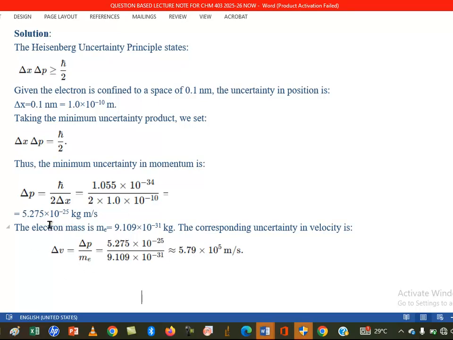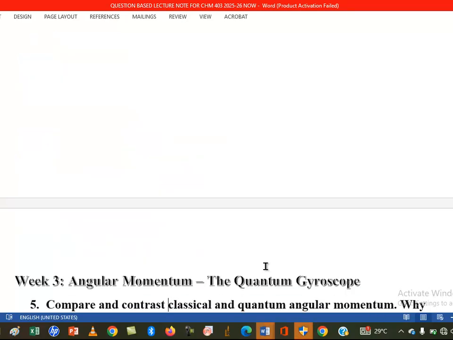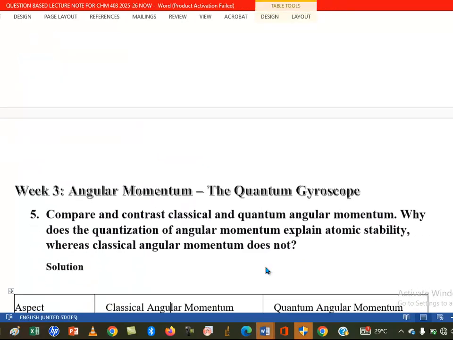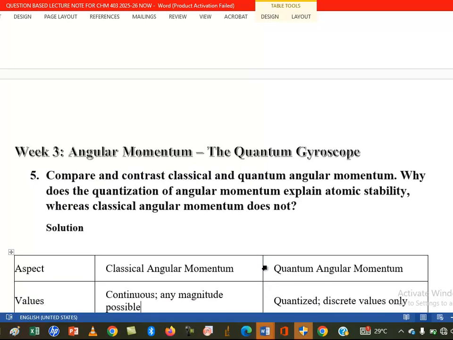And so we have our answer there already, 5.275 times 10 to the power minus 25 over, remember you are given the mass of the electron as 9.109 times 10 raised to the power minus 31. So your delta v should be 5.79 times 10 raised to the power 5 meters per second. So that's your answer. Now we move to question 5.